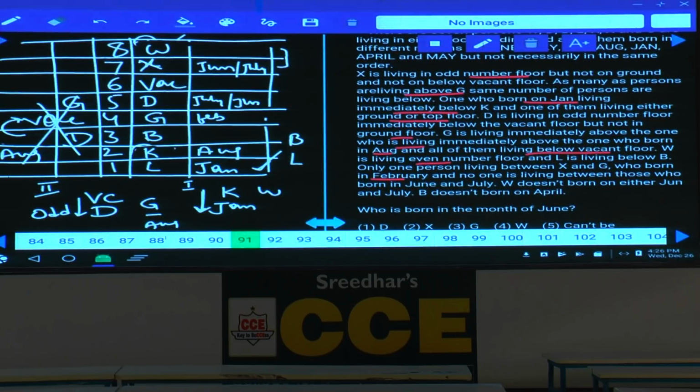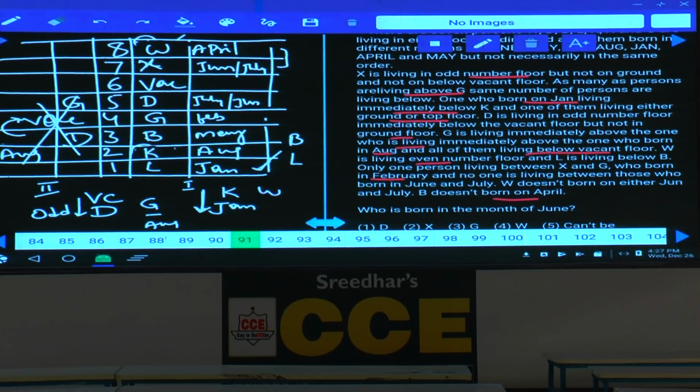June, July, then what is the other thing left over here? B was not born in April. As B was not born in April, W must be born in April. If W was born in April, then what is the other month left over? May. Hence who was born in May? B was born in May. Clear now? Now this is about question numbers 91 to 95.